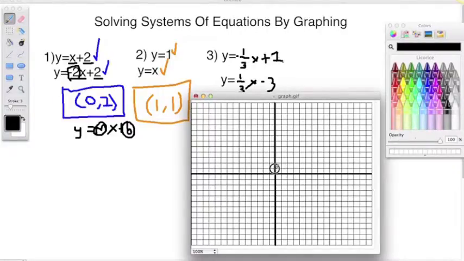So our y-intercept is 1. I should have done it in a different color, but then negative 1 over 3, negative 1 over 3, negative 1 over 3. And so your line should sort of look something a little like that, okay?